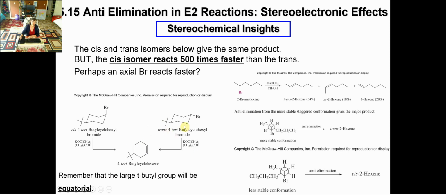What happened? You have this tert-butyl, so they are both in the equatorial position. So this cis bromo is in axial position, and this trans bromo is in equatorial position. So this cis reactant is more reactive. The cis isomer reacts much faster compared with trans.